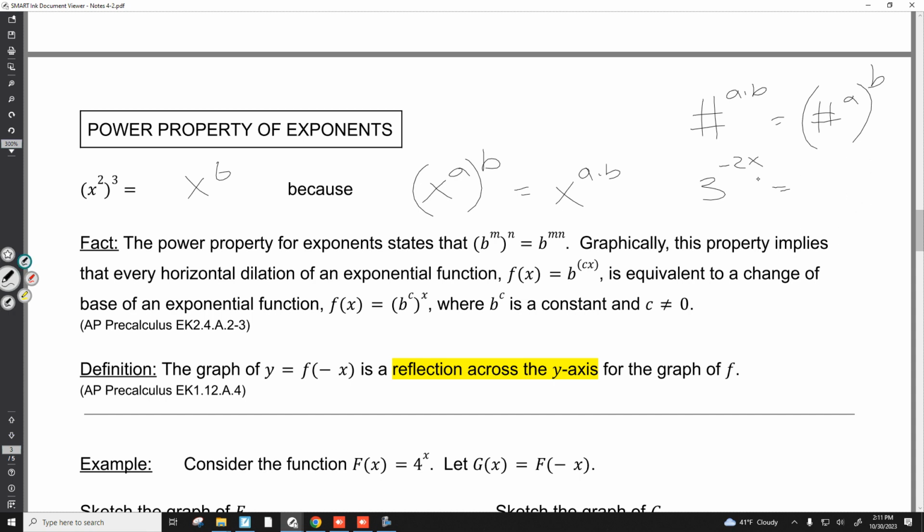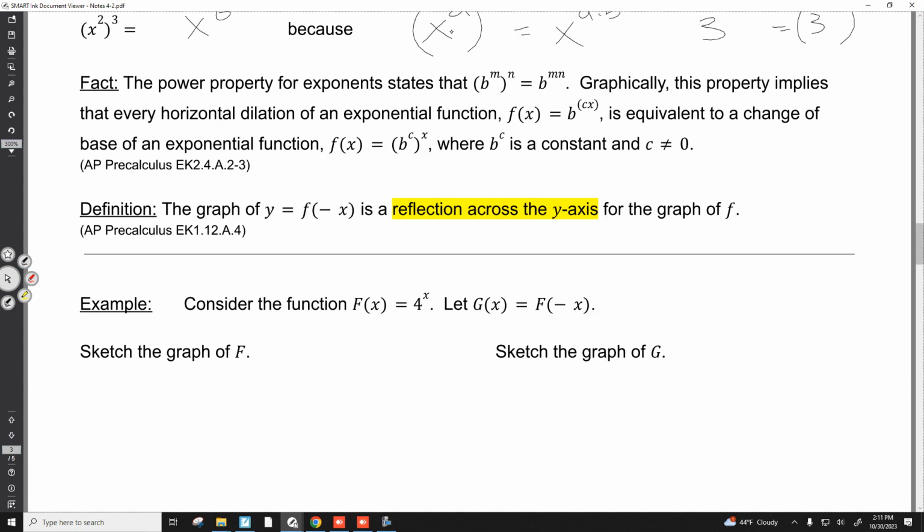You can rewrite this as 3 to the negative 2, do that first, and then take it to the x power. 3 to the negative second is the same as 1/3 squared. So using exponent properties will allow you to maybe simplify numerically the base. All of a sudden, we can change our base based on what's going on in terms of a product of our exponent. We like to stay away from horizontal dilation.